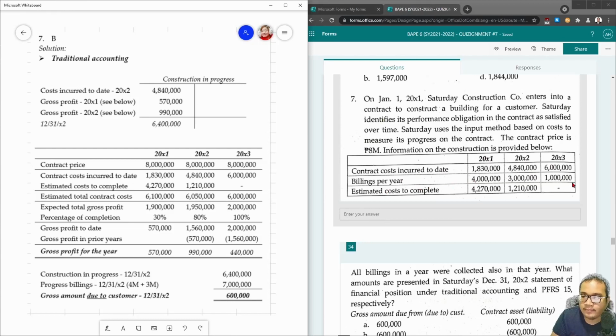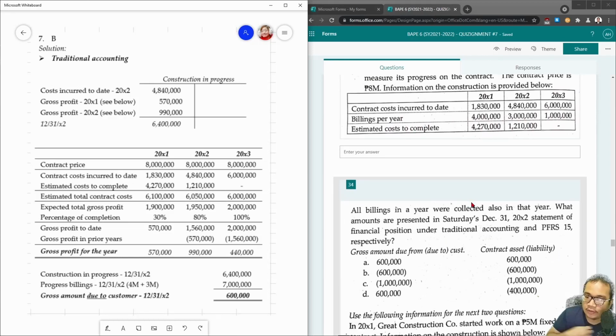So, obviously, by 20x3, di ba? Kasi ito, kompleto na siya, di ba? Construction is complete na. All billings in a year were collected also in that year. So what amounts are presented in Saturday's December 31, 20x2 statement of financial position under traditional accounting and PFRS 15 respectively? So as you can remember sa ating lecture video, yun yung ginawa, di ba? Kinumpare si traditional kay PFRS 15.